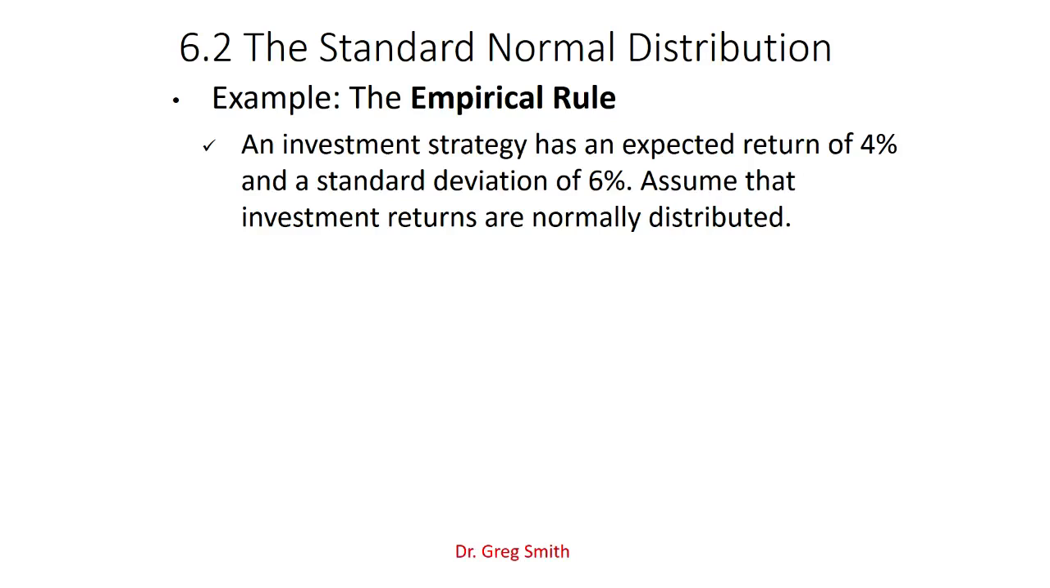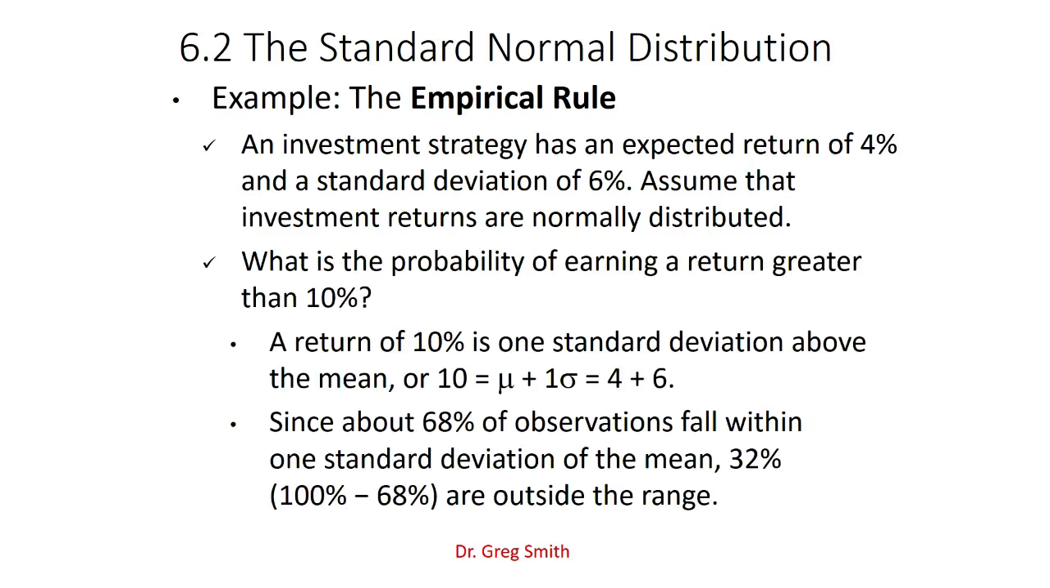Let's just say you have an investment strategy with an expected return of 4% and a standard deviation of 6%. Let's assume that the returns are normally distributed. Knowing that you have a return average of 4% and a deviation of 6%, what's the probability of earning a return greater than 10? Now, if the mean is 4 and the deviation is 6, 10 is 1 deviation higher than 4. So 1 deviation above is 10. 68% of all observations fall within 1 deviation, so that means 32%, as I just showed, are outside that range. You're pushing yourself into the outer 32.